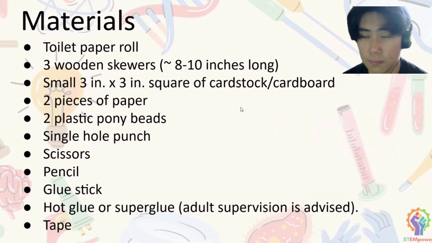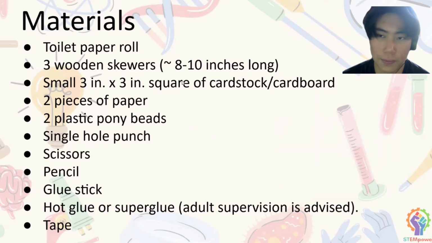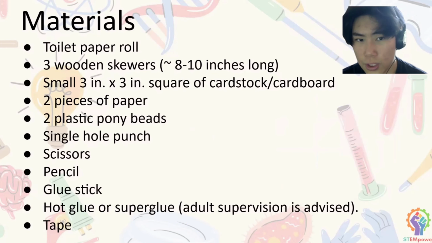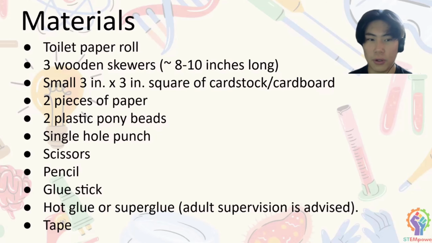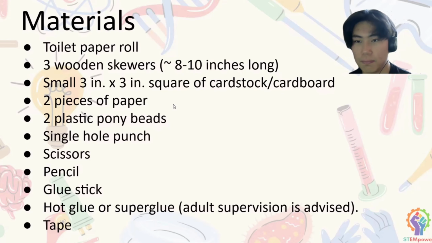Here are the materials you're going to need. And again, like the other activity, I'm going to be at least slightly glossing over it. You're going to need a toilet paper roll, 3 wooden skewers, 8 to 10 inches long, preferably. A small 3-inch by 3-inch square of cardboard or cardstock if you have it. 2 pieces of paper, 2 plastic pony beads, a single hole punch, scissors, a pencil, glue stick, and hot glue or super glue. Adult supervision recommended, and some tape.